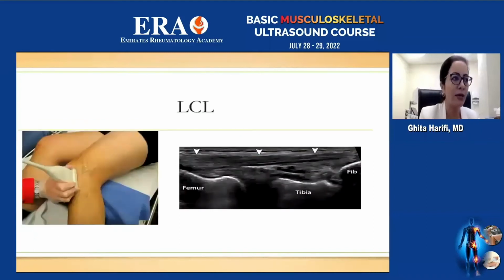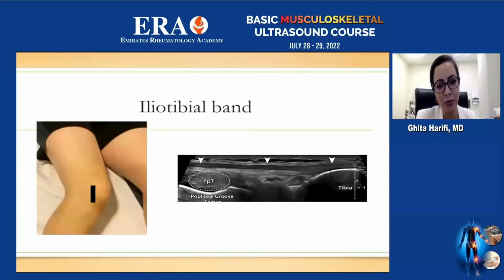Now, the LCL, the lateral collateral ligament. We begin with the coronal plane, where the popliteal groove is identified. This is a very important landmark. The proximal end of the transducer is fixed at this location, and the distal end is rotated posteriorly toward the fibular head. So it's more posterior to the iliotibial band.